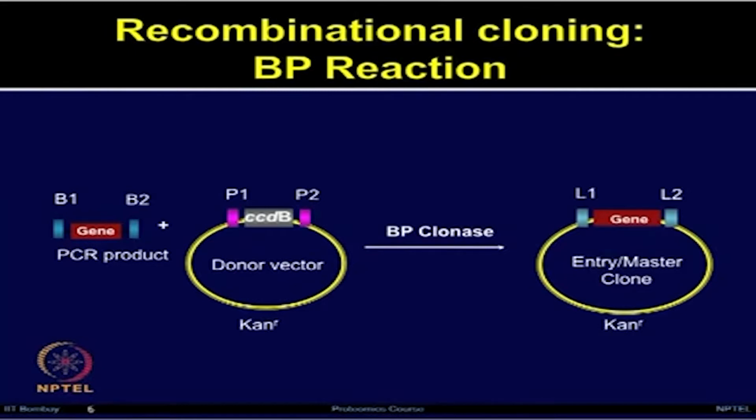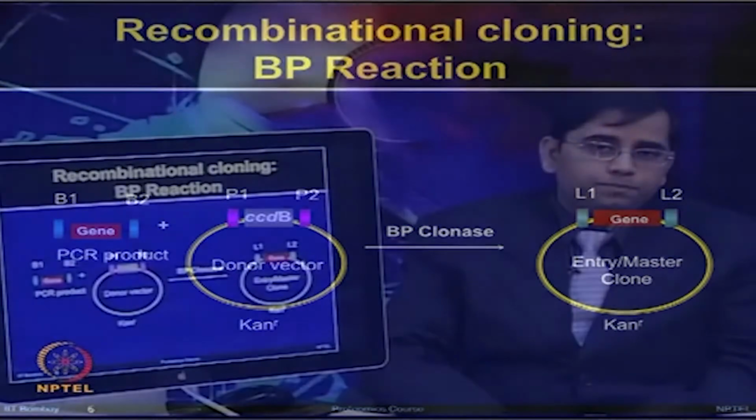So, as you can see in this slide, there is a donor vector or pDONR that contains attP sites flanking a ccdB gene, or a counter-selectable gene, that recombines with the gene of interest, which is flanked by the attB site, which you can see on the left hand side. So, this gene fragment can be produced from the PCR product and it contains attB site, and you have a donor vector which contains a selectable marker, the kanamycin resistance marker, that contains attP sites.